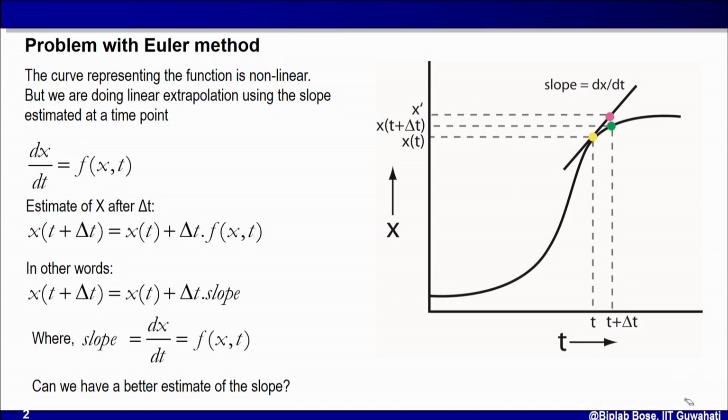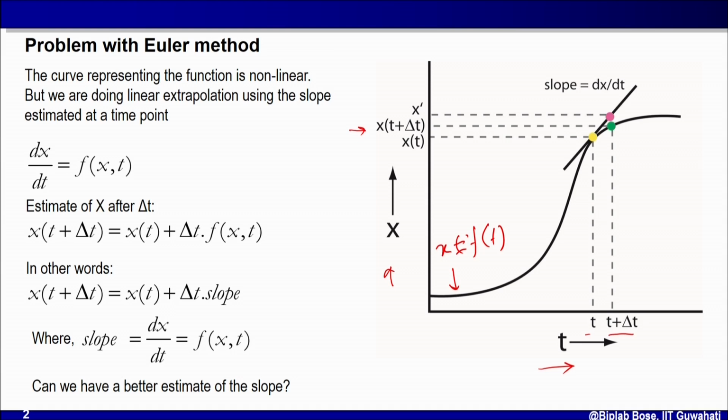Now let us look back into Euler's method to understand why we want to know a better algorithm. In Euler's method, suppose your function for x is the solid line shown here in the graph. T is varying in this horizontal axis, x is varying on the vertical axis. At time t, value of x is this one, the yellow point. At time t plus delta t, if you increase time by delta t, the exact value along this function for x will be this green one, that is x at t plus delta t.